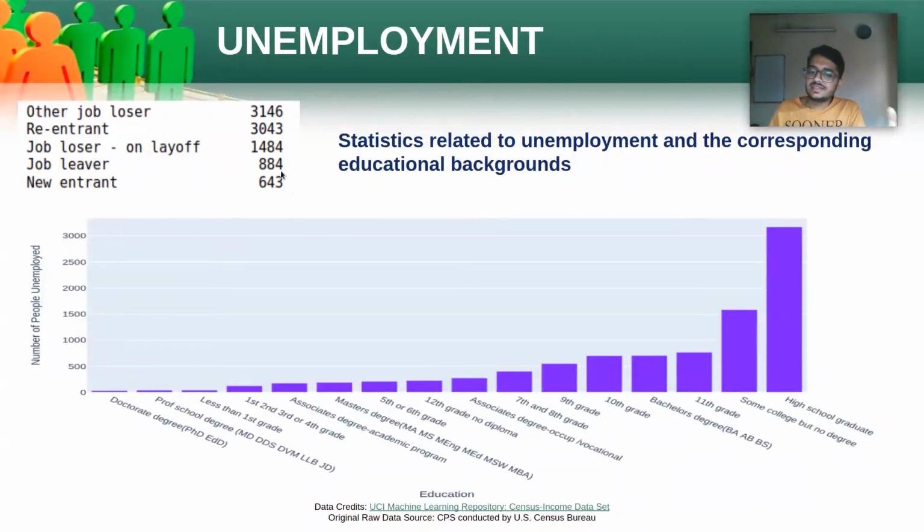And we were further intrigued to know what education levels these unemployed people possess. And this is what we found out. A very interesting discovery was made that most of the unemployed people belong to the category of high school graduates or people who have been to college but couldn't procure a degree.